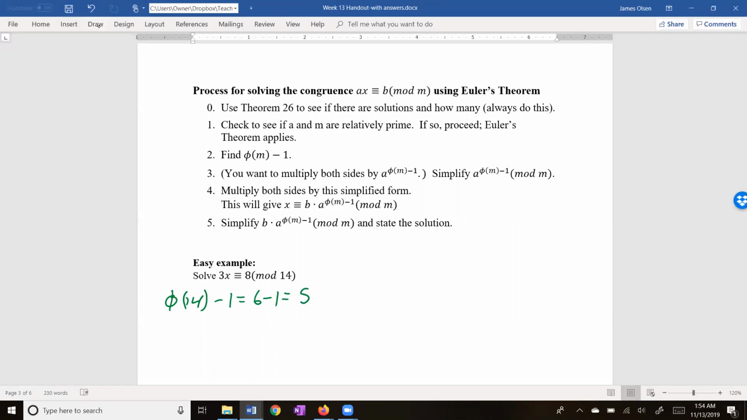So the inverse of 3 is going to be 3 to the 5th power. No, it isn't. Made the same mistake. Yeah, it is. 3 to the 5th power, because it's one less power. Well, 3 to the 5th power on a calculator is 243. Now I need 243 divided by 14, because 14 is my modulus. So let's take a look at Desmos.